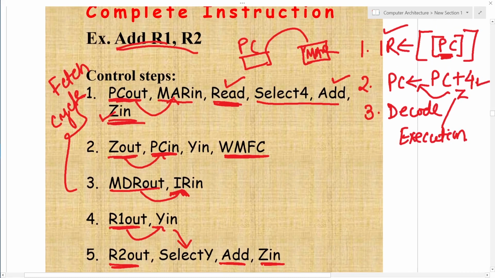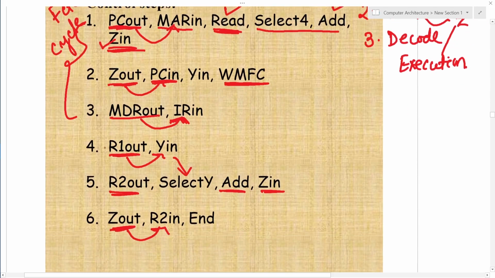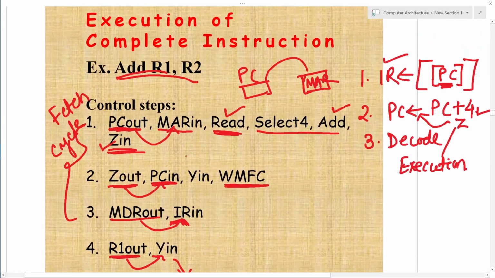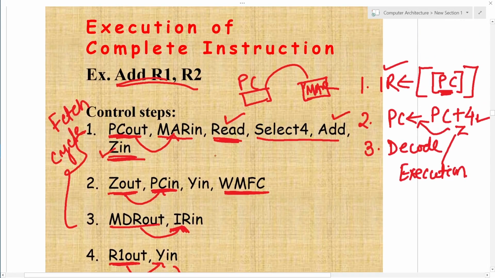If we look at the control steps, it takes a total of 6 control steps. Out of these 6, step 1, step 2, and step 3 are the most common, and the same control steps will be used for all types of instruction. Only from step 4 onwards will it change, according to the example we use. So this is a typical example we are using for execution of a complete instruction.